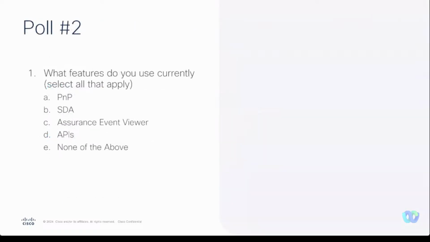Now it's time for another poll. So what features are you currently using in Catalyst Center? So these are your options. Rigo will pull up a Slido.